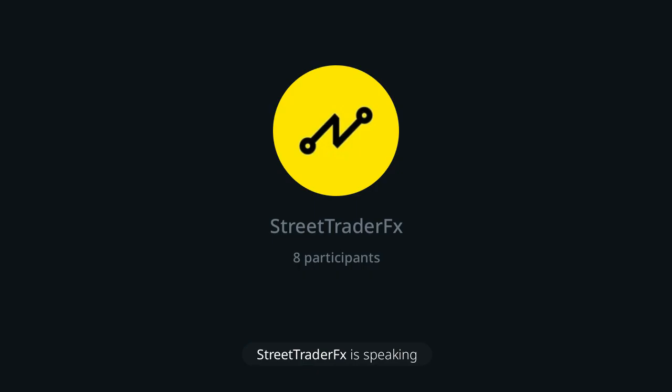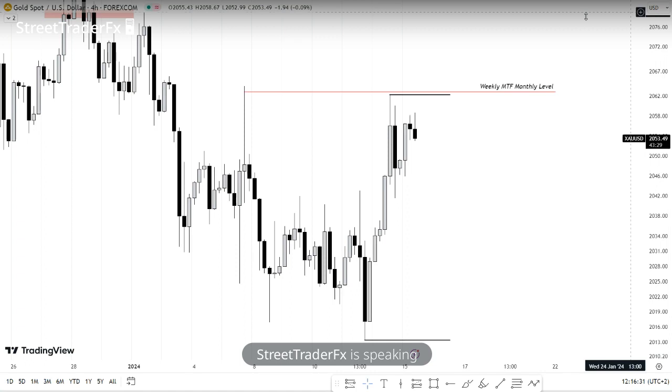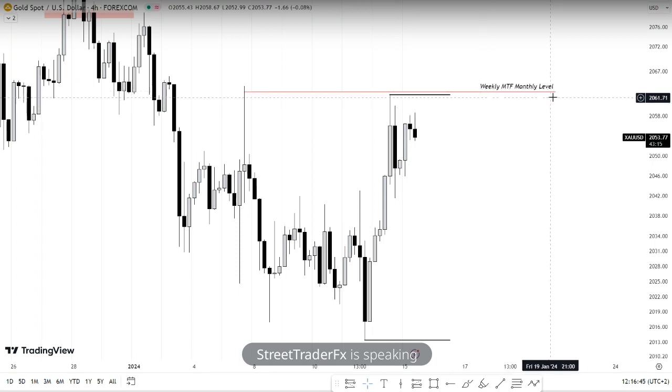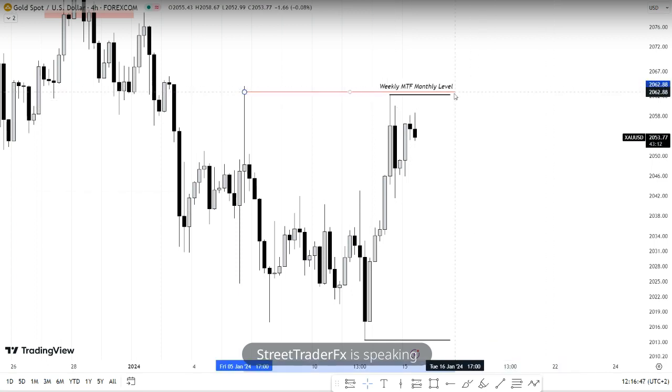For me, whenever you refine, you can't refine below. Let's say I want to refine this weekly and monthly level. I can't refine below it because I'm looking for a sell. I have to look for an area above this level in order for me to say, okay, fine, this is my refinement for this weekly MTF monthly, right?